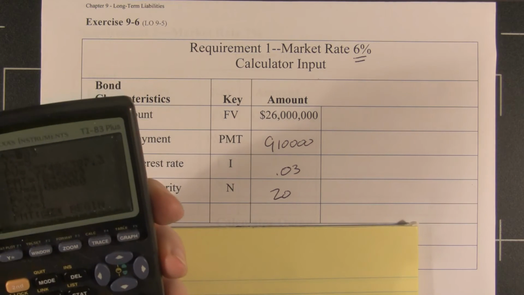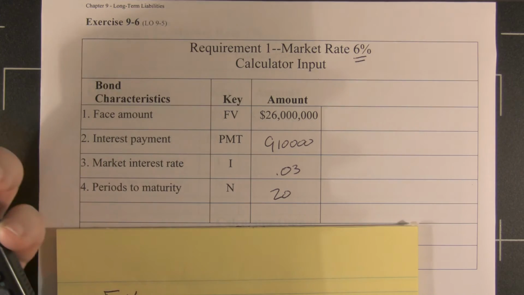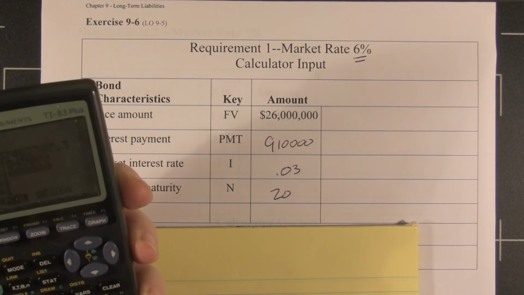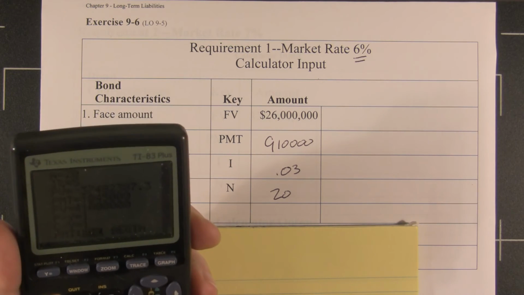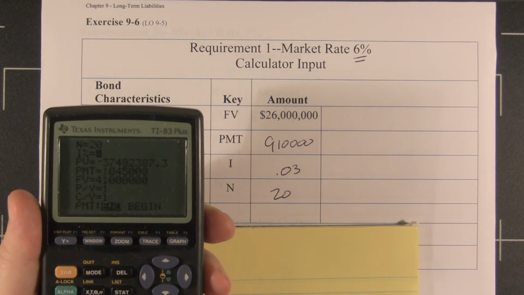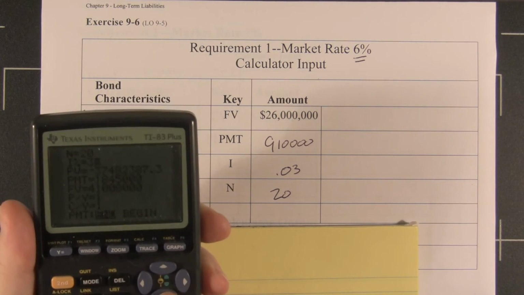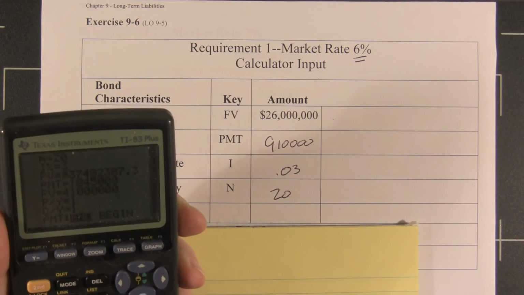Got to start over because I poked in a wrong number. The N is 20. I wrote 203. That would be a really long bond. And then the interest is 3. And the face value is 26 million.